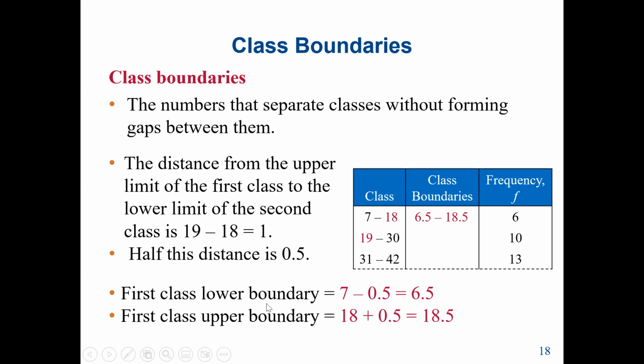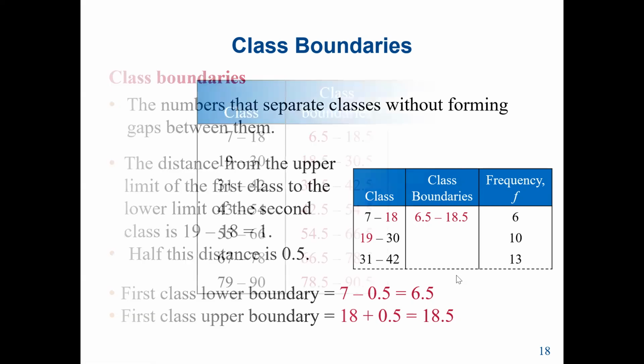The first class lower boundary will be 7 minus 0.5, which gives us 6.5. Then the first class upper boundary will be 18 plus 0.5, which will give us 18.5. So the second will be 19 minus 0.5, then 30 plus 0.5, which will be the second class boundaries.